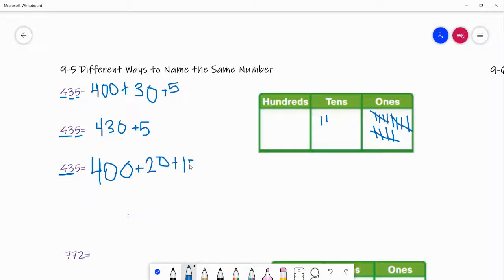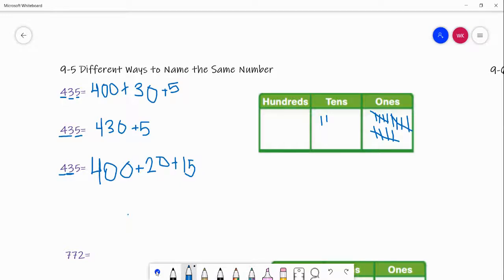And now we still have the number 435. We have 400 plus 20 plus 15. You add those all together, you would still get 435. So there's our 3 different ways that you can make that number. You kind of just need to play around with either taking away 100 and putting them to the tens, taking away a 10, putting them into the ones, playing around with the numbers to be able to think of different ways to make the same number.